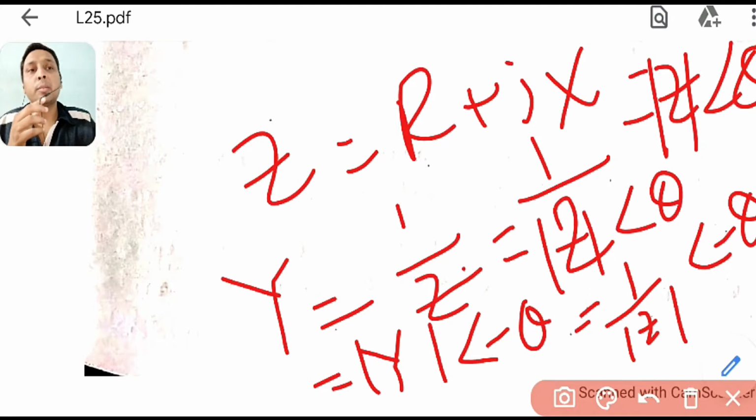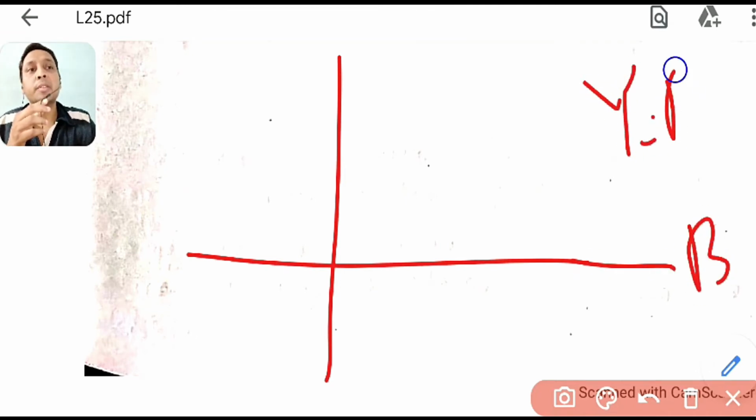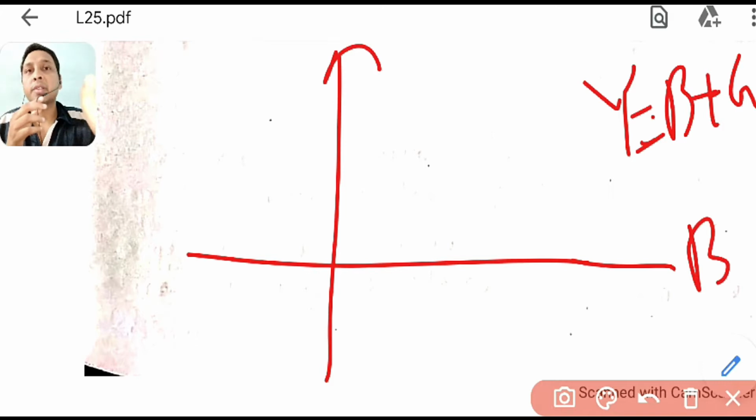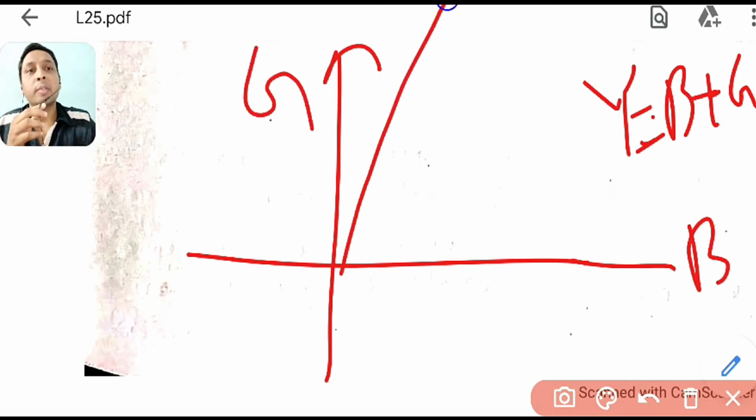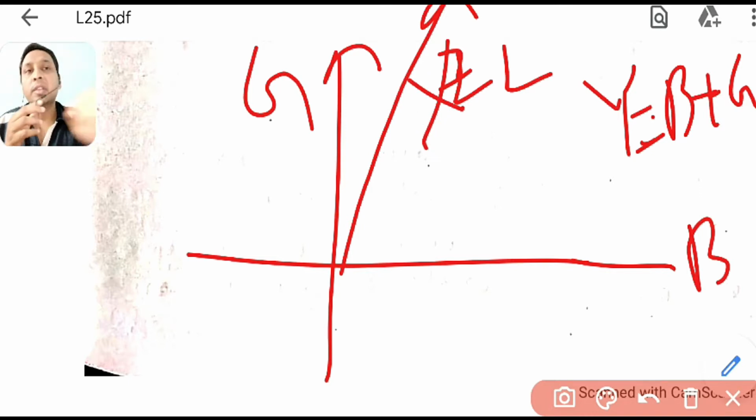So think of it as a minus theta plane. The angle here is negative. So if I draw it, why have I shown this? Because I will be drawing it, suppose it was the RX plane. Now what is Y? Y is G plus jB, conductance plus j into susceptance. That was resistance and reactance, so it is the BG plane. If this was my ZL, the line impedance I was calculating, here you cannot write ZL because it is in admittance.